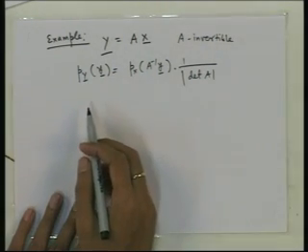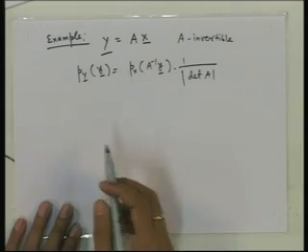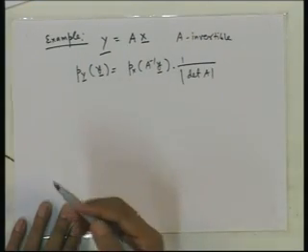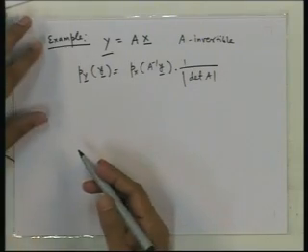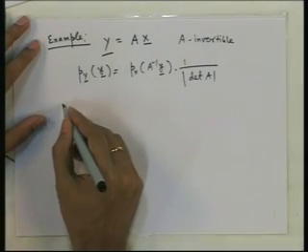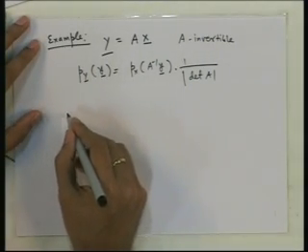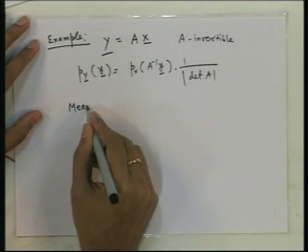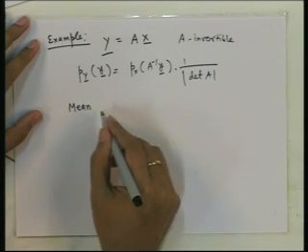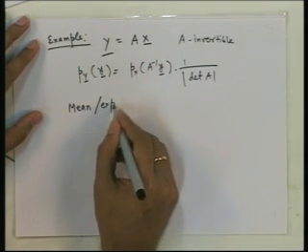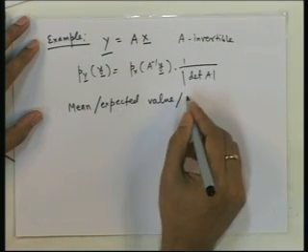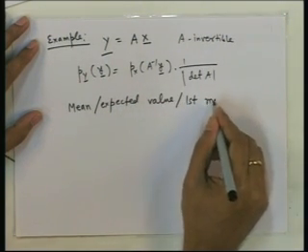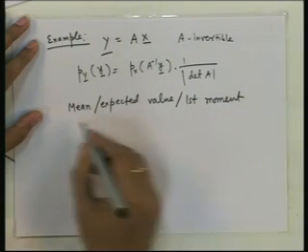Okay. So, now there are some important quantities defined for a random variable, some average quantities. So, we will define those quantities. First, the mean or expected value, also called the first moment, of a random variable.